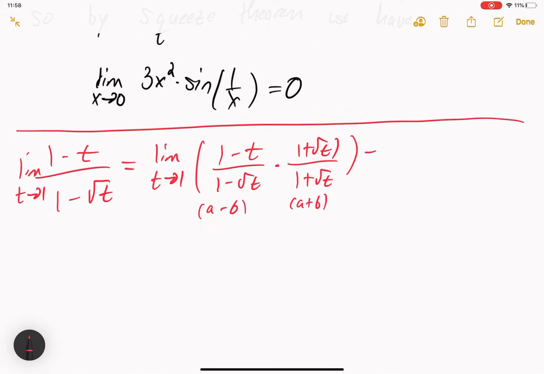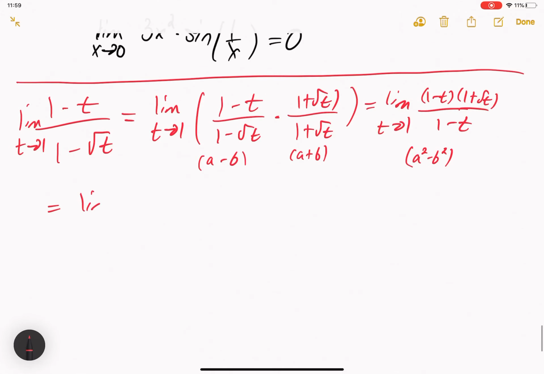And the reason why is so we get the limit as t goes to 1 will be equal to 1 minus t times 1 plus square root of t. And then the whole reason why we're doing that is because the bottom will be equal to a squared minus b squared, which is 1 minus t. And that's what we get for the limit as t goes to 1. The 1 minus t's will cancel, leaving just 1 plus square root of t. And now 1 plus square root of t is nice enough where we can actually plug in 1. We just get 1 plus 1, which is equal to 2.